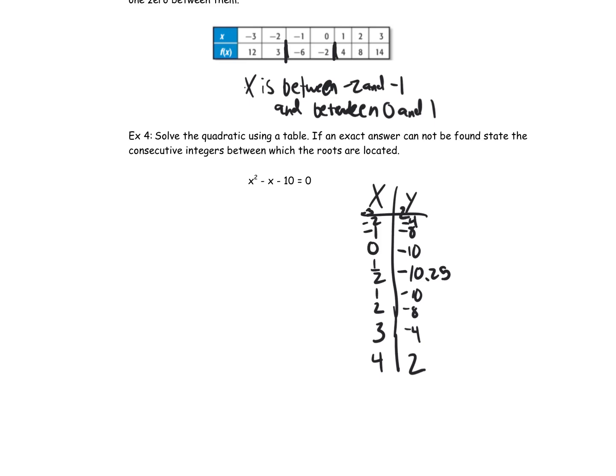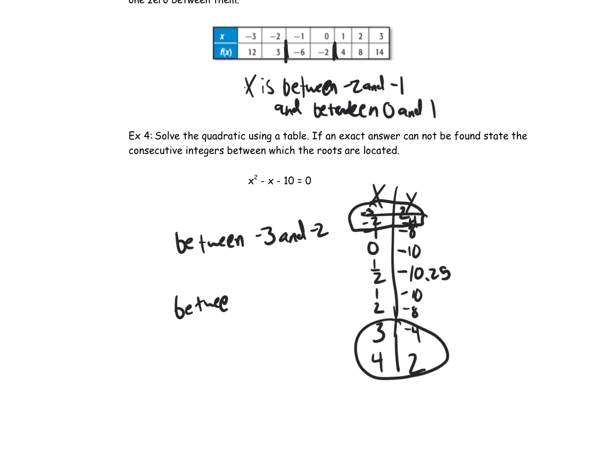All right, so somewhere between negative 3 and negative 2, it's crossing from positive to negative. So somewhere in here, it crosses from negative to positive. And somewhere between 3 and 4, it crosses from negative to positive as well. So that is all there is to it.